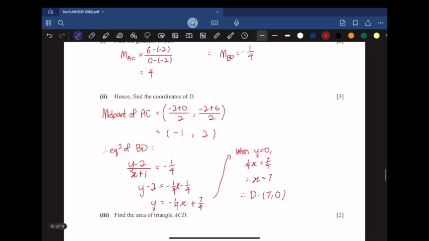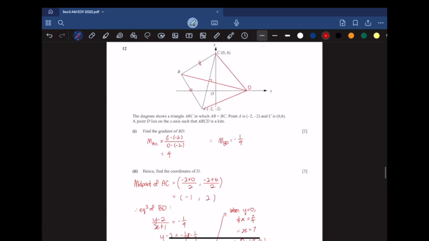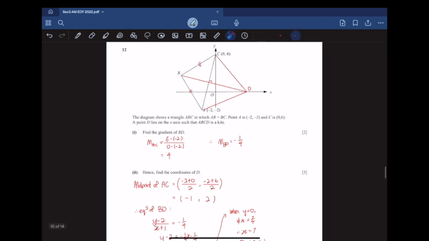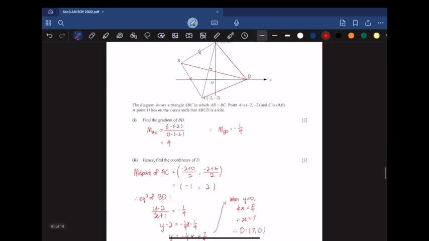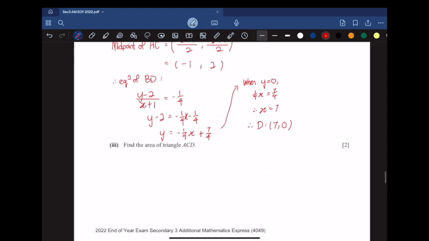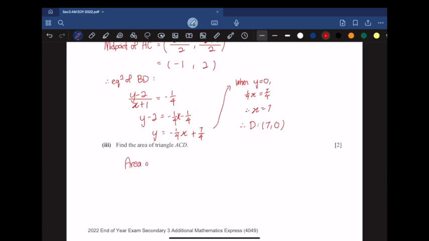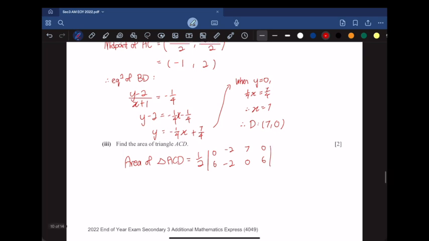Okay, part 3: find the area of triangle ACD. So very simply, you can just use your shoelace method, since I have found the coordinates of point D to be 7, 0. The area of triangle ACD equals half times 0, 6, negative 2, negative 2, 7, 0, ending off with 0, 6 again. Then you can evaluate it over here.